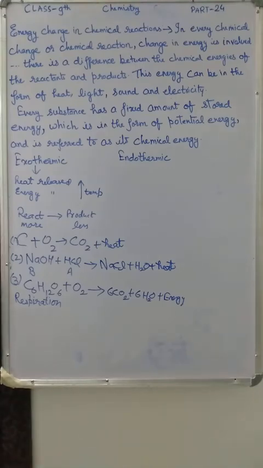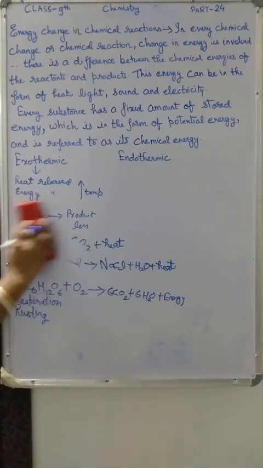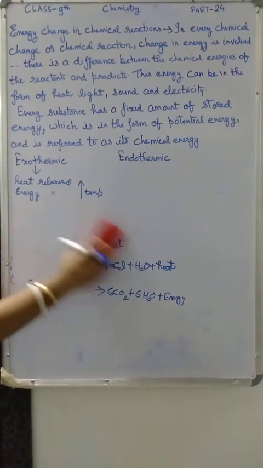Rusting is also an example of an exothermic reaction. Burning of coal, petrol, kerosene, cooking gas, etc. are some common examples of exothermic reactions. Now the next one is endothermic reaction.